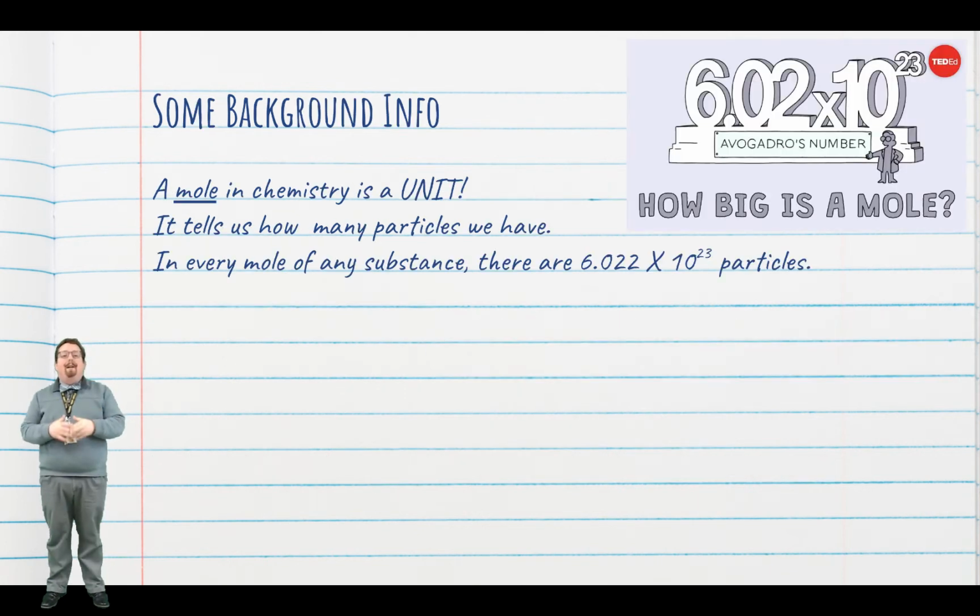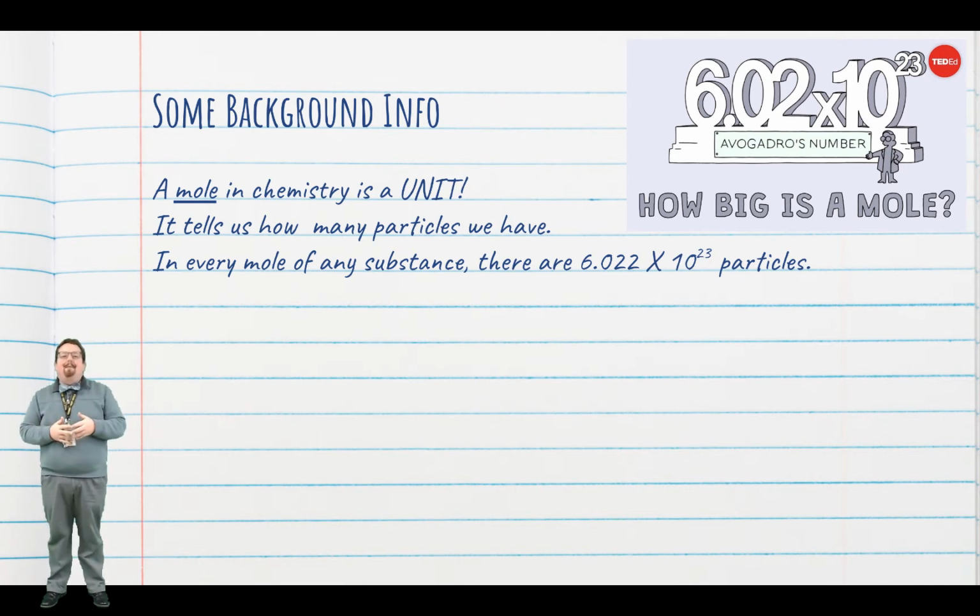Before we go too far, let's get some background information in. One of the very most important units that you'll ever learn about or use in chemistry is the mole. It's simply a unit. It has a weird name and we make a lot of funny jokes about small rodents, but it really is just a unit. The mole helps us find how many particles of a substance we have. In every mole of any substance, there are always exactly 6.022 times 10 to the 23rd particles.